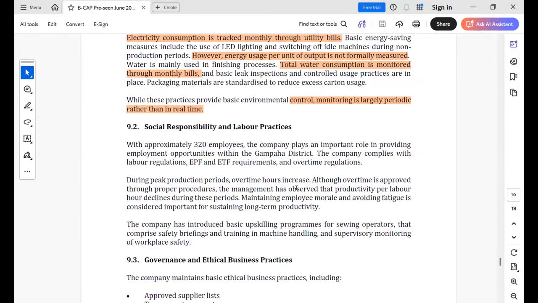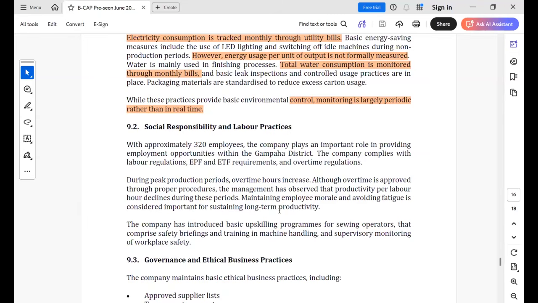During peak production period, overtime hours increase. Although overtime is approved through proper documented procedures, the management has observed that the productivity per labor hour declined during those periods. So we noticed earlier, because there is no effective overtime, this is another weakness. Overtime is not effective. So you have to introduce another formal mechanism, piece-based, unit-based incentive.